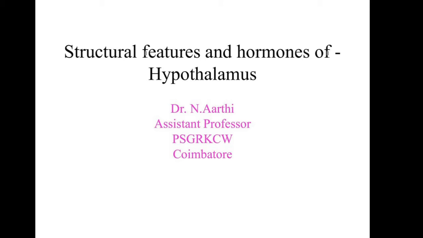So what is hypothalamus? Where is it located? If I ask like this, immediately what you people will say is hypothalamus is an endocrine gland. Fine. So it is an endocrine gland. Where it is located, what is its major function, and what is the structure of the hypothalamus? That we are going to see in this chapter.